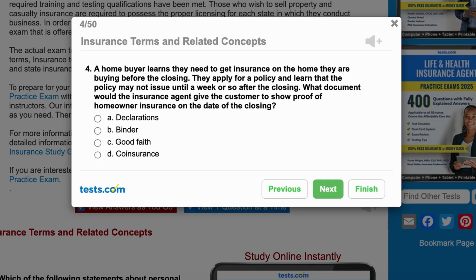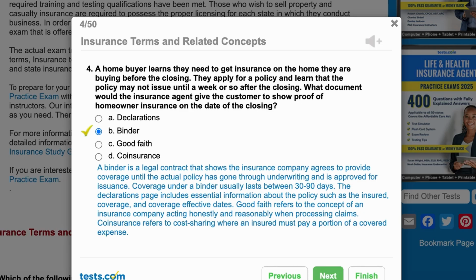B. Binder. A binder is a legal contract that shows the insurance company agrees to provide coverage until the actual policy has gone through underwriting and is approved for issuance. Coverage under a binder usually lasts between 30 to 90 days.